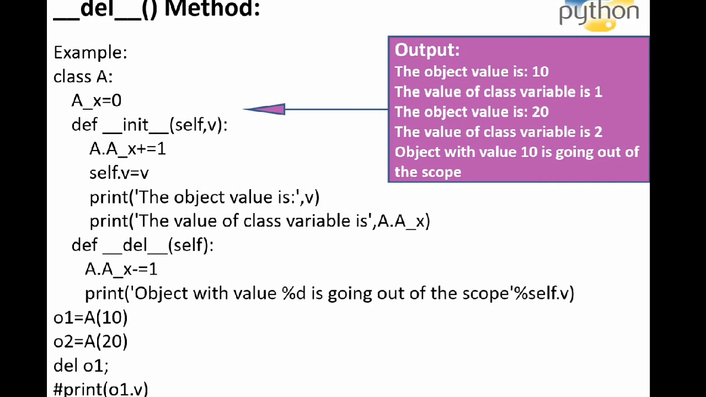And for del also, I said del O1. Did I make any explicit call to the del? I didn't. Automatically it keeps calling internally. If you are not writing here, it will call something which is there inside the default del method. Since you have written some code here, preference will be given to the code that you have written. So the code that you have written will execute. This is the del method.